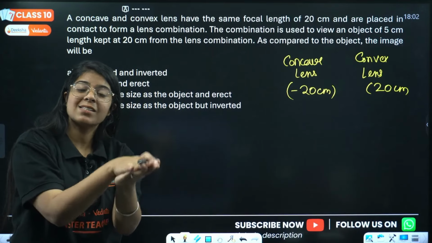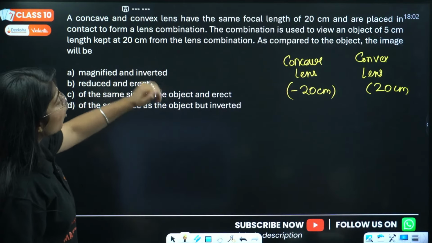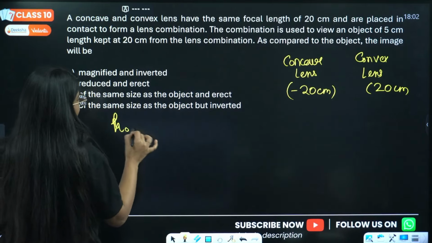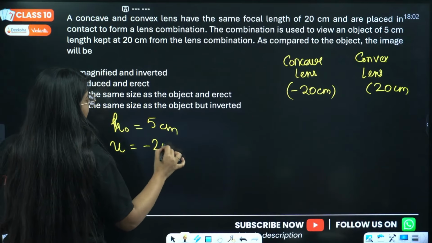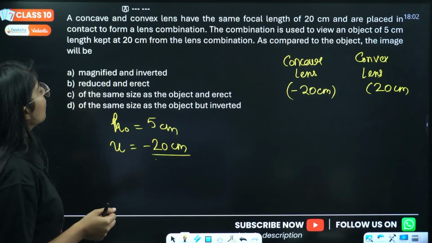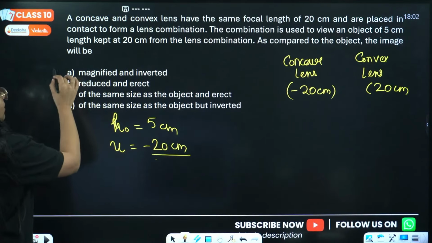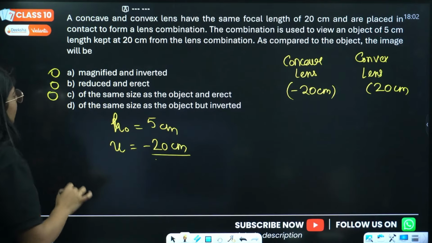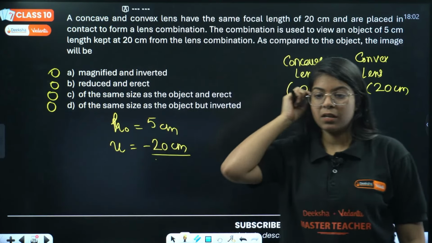Okay? Now, they are placed in contact to form a lens combination. The combination is used to view an object that is 5 centimeter in length, kept at 20 centimeter. Now object distance is always taken as 20 centimeter. Okay, from the lens combination as compared to the object, the image will be magnified or inverted, reduced and erect, of the same size as the object, but inverted. What will be the answer to this question?